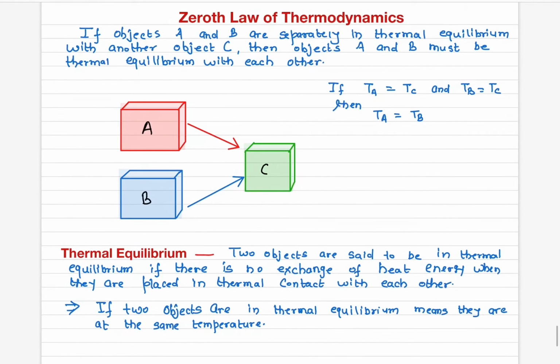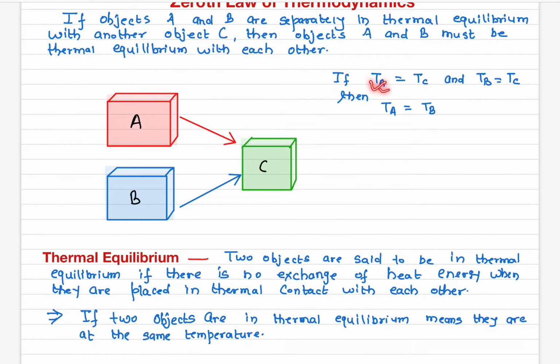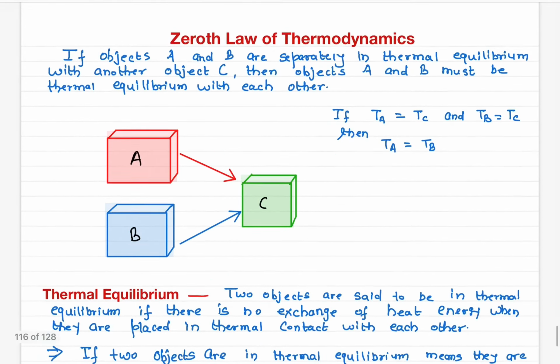Okay, so mathematically, if you had to write it down, TA is equal to TC. That means A and C are in thermal equilibrium, and also B and C are in thermal equilibrium, and this means TA and TB must be in thermal equilibrium. If there is no exchange of heat energy between A and C, and if there is no exchange of heat energy between B and C, then there should not be any exchange of heat energy between A and B. That is the Zeroth law of thermodynamics.